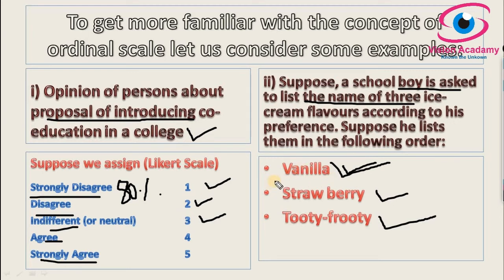But we cannot measure how much that boy likes vanilla over strawberry or tutti frutti. It is his satisfaction, his preference.